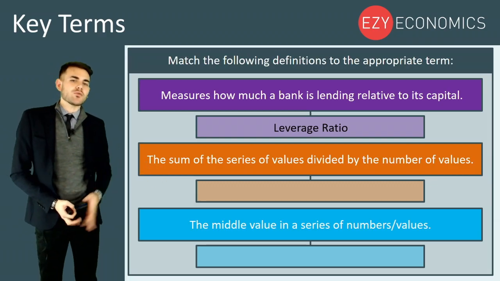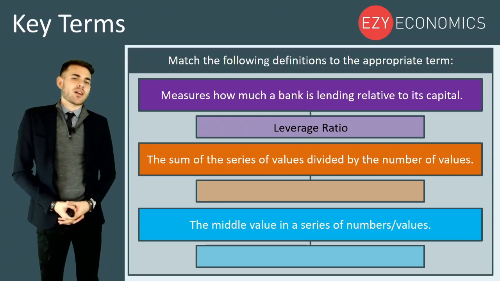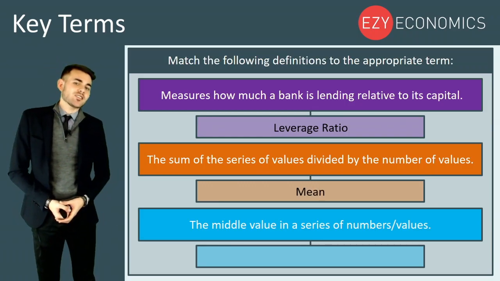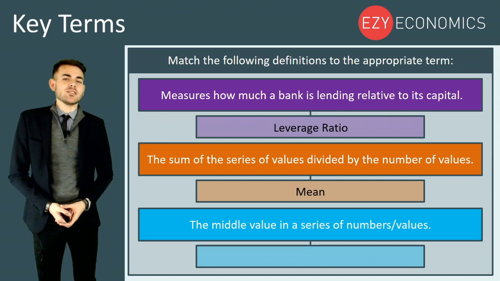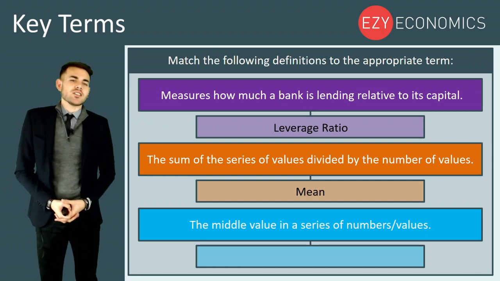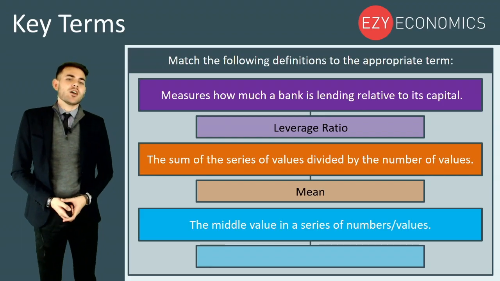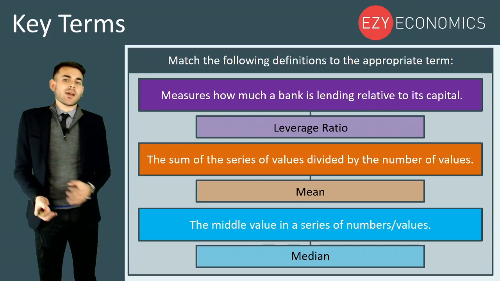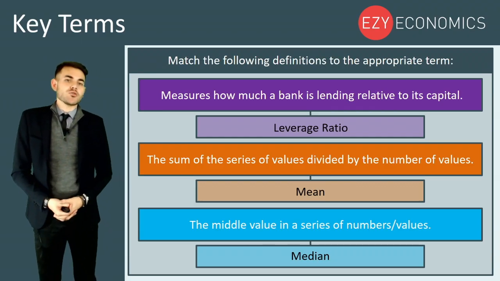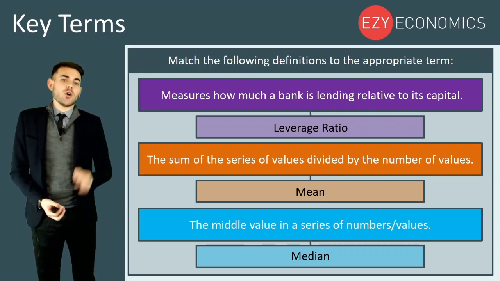We have the sum of the series of the values divided by the number of values in total. Well, that is the mean, essentially the average value of a data set. And then finally we have the middle value of a series of number values. Well, that is going to be the median, and it's important to remember that you have to order the data set from smallest to largest before you go about finding that middle observation.